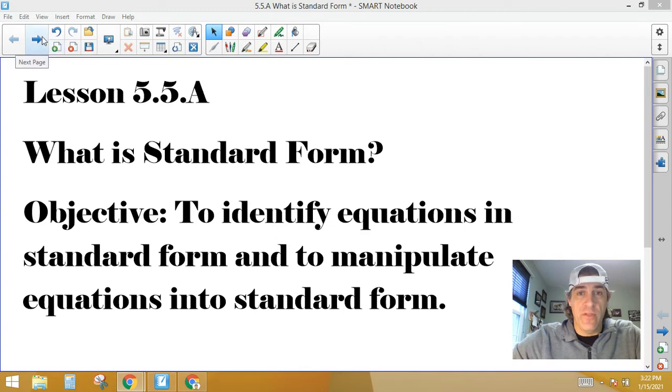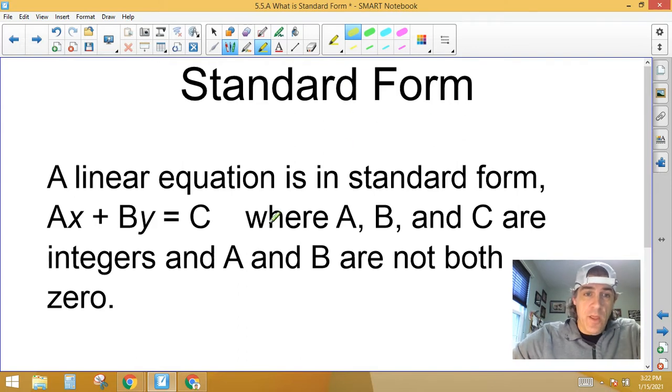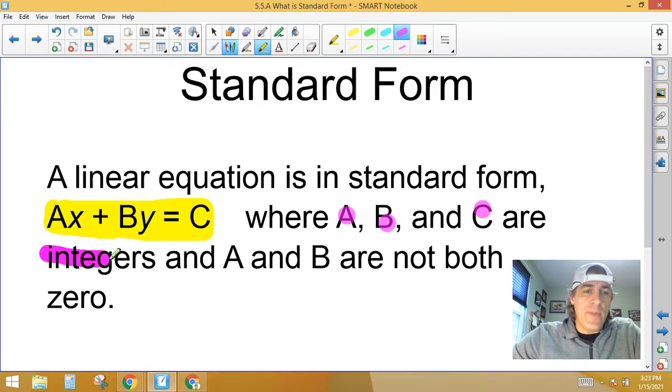So first things first, what is standard form? Standard form is a linear equation that is in the form ax plus by equaling c. So what that means is that your x value and whatever coefficient, your y value and whatever coefficient are on one side, and then whatever that constant, that number that's remaining, is on the other side. And something that I'll work on in a future lesson, it won't really matter quite yet, but a, b, and c all have to be integers.